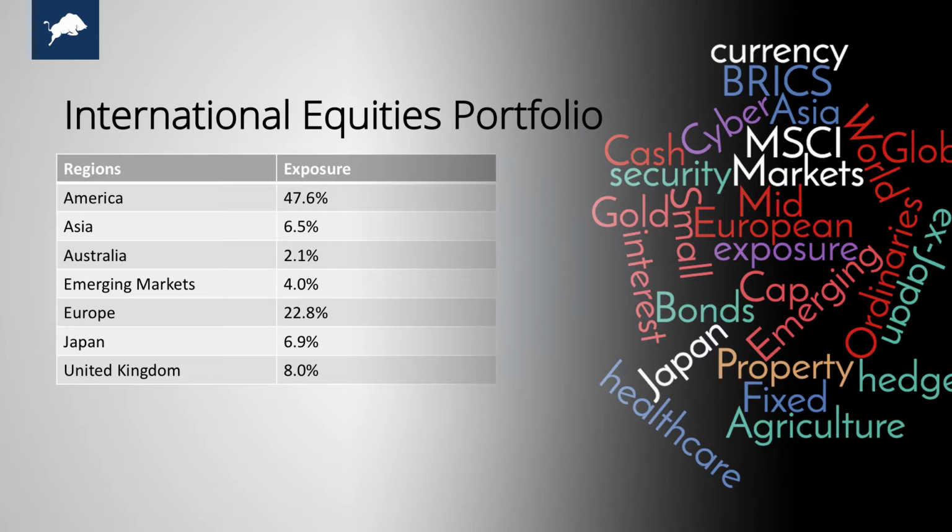Had a little bit of exposure to the Australian market. Australia makes up about 2% of the global market, so hence why you see it weighing in here at 2% in the portfolio. A little bit of emerging markets, a good chunk there of Europe, Japan at 6.9%, and the United Kingdom. So that makes up our international portfolio.